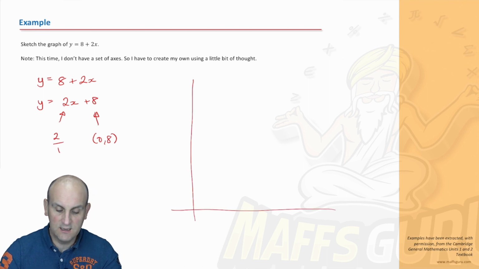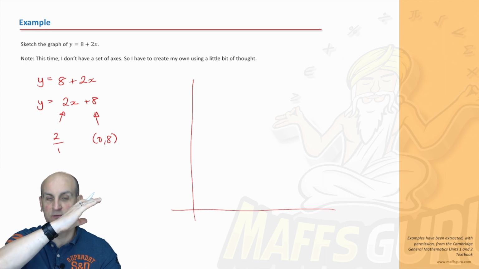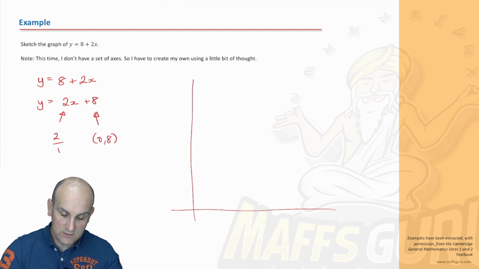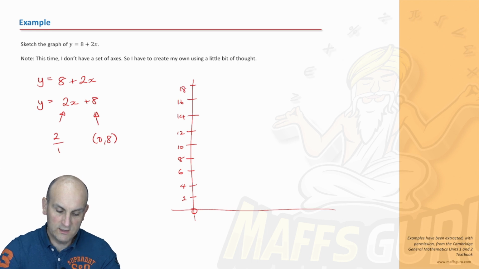Well, the first thing is, I know that my graph has to start at 8, and it's going to have a positive gradient. So it's actually going to slope up. Now, there are lots and lots of ways of doing this. So I'm actually going to start my graph at 0, and then we go 2, 4, 6, 8. And you're going to say, well, how high do I go? And I'm going to say as high as you need to. I wouldn't go much higher than that, realistically speaking.